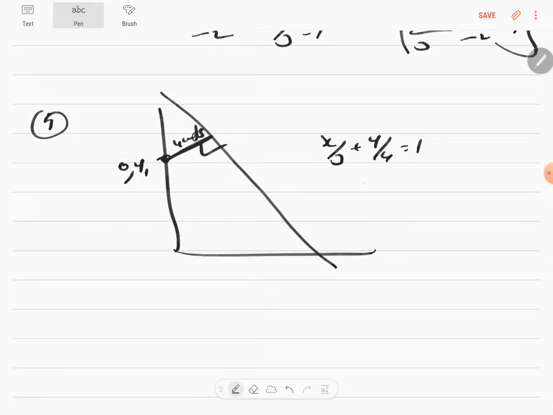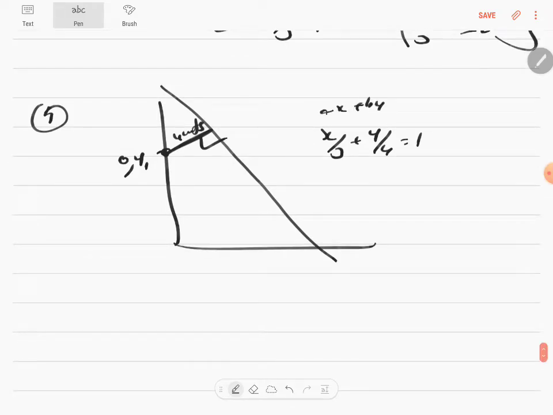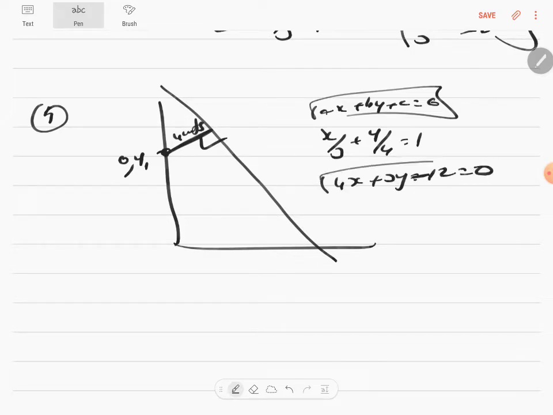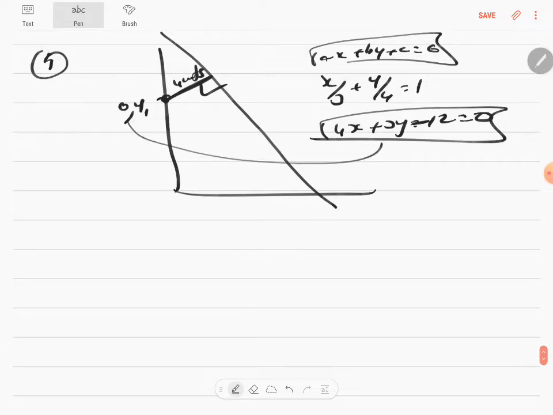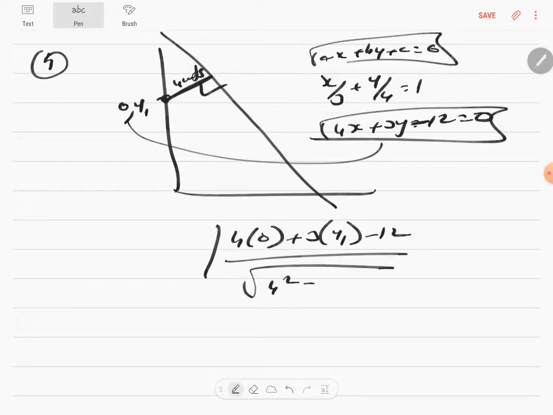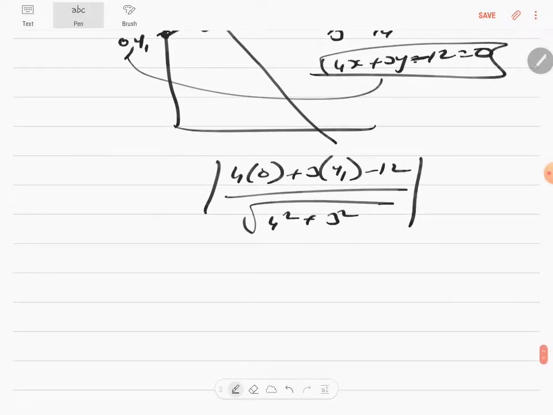You need a formula. For a line in the form ax + by + c = 0, the distance formula is |ax1 + by1 + c| divided by root of a square plus b square. So 4x + 3y - 12 = 0 is the equation of this line. So you can apply the distance formula: |4 into 0 + 3 into y1 - 12| by root of 4 square plus 3 square. This goes away, which itself is equal to 4.